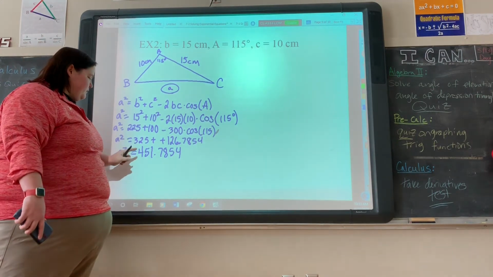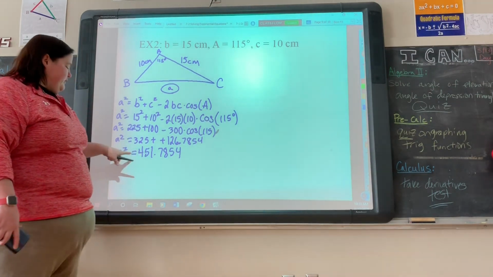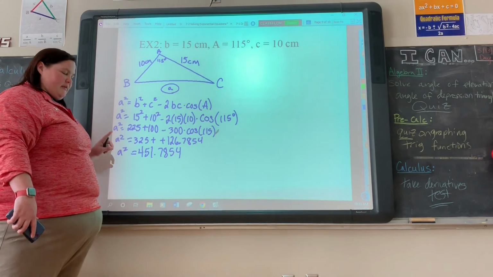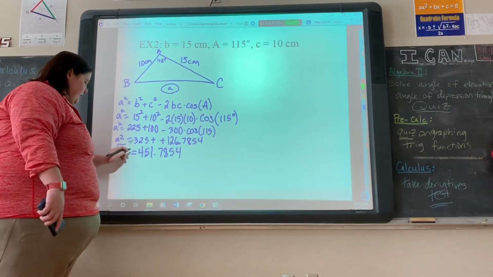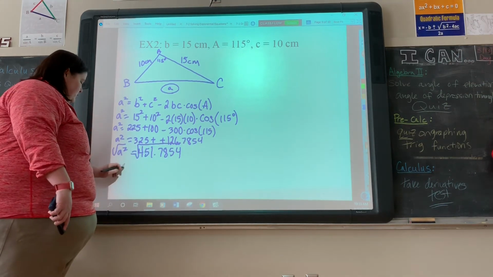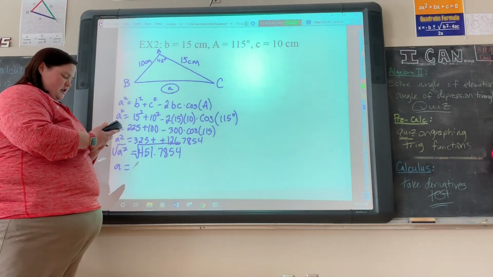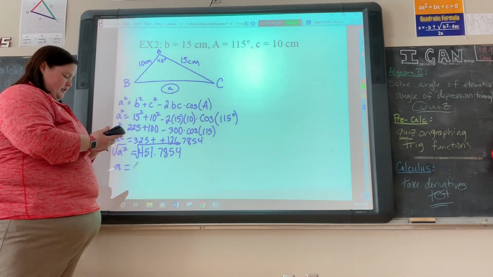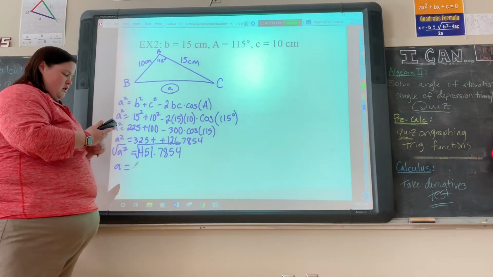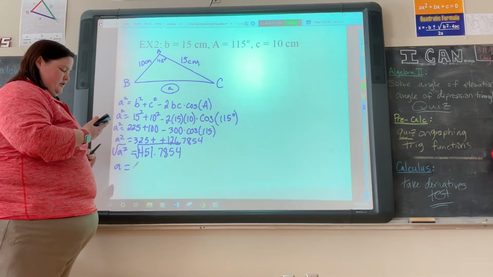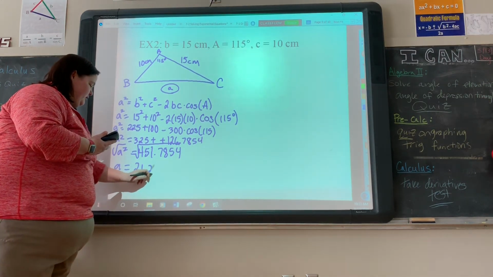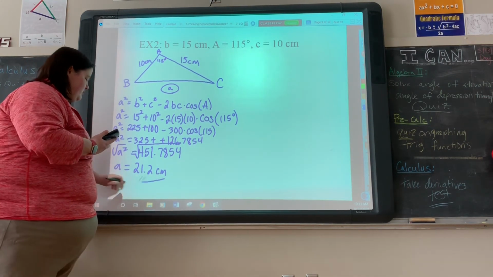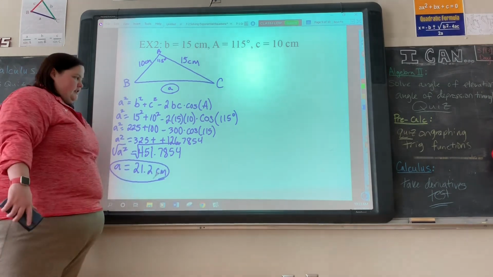Okay. So this isn't quite my answer. This is what a squared equals. So the way we get just a, how do we get rid of squares? We have to square root it. I'm going to take the square root of 451.7854. So we get 21.25. So I'm going to say 21.2 centimeters.